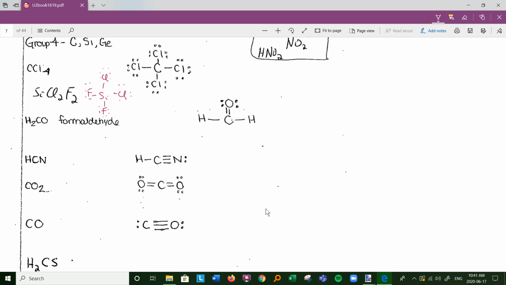For some reason, carbon monoxide trips people up. Carbon gives you 4, oxygen gives you 6. So now you have 10 valence electrons. So all you do is you take those 10, and now you just find how can we satisfy the octet rule with 10 electrons. You go 2, 4, 6, 8, 10.